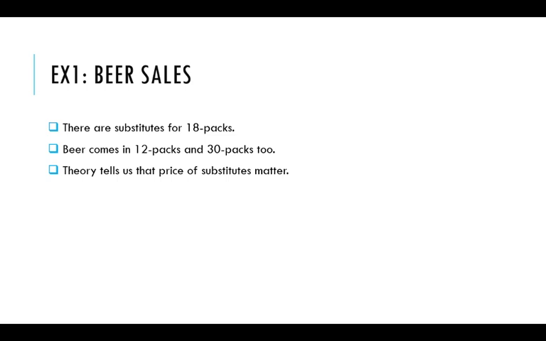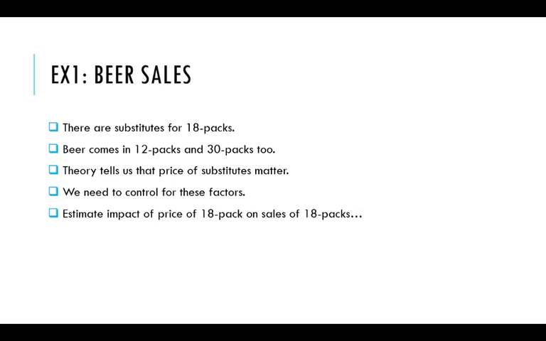So if we're trying to estimate sales for 18 packs, we should really control for the price of the substitutes, 12 packs and 30 packs. Now there are probably other substitutes that we should control for as well, but we want to keep it simple. So we're going to estimate the impact of the price of 18 packs on the sales of 18 packs, right? The price of 18 packs is going to affect how many 18 packs we sell, but we want to do this holding all else constant.